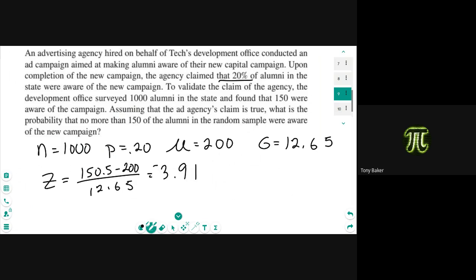So now you can actually start to see how we can use this to start determining if claims are true or false. That actually leads us into hypothesis testing, which is the basis of the main part of statistics, which we're going to be looking at after the test next week.